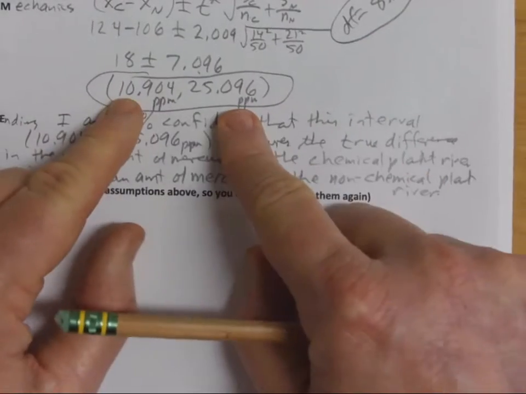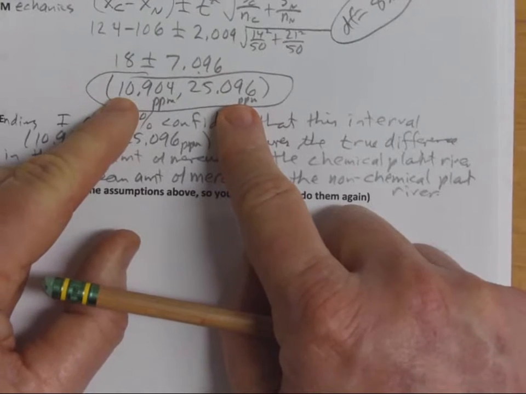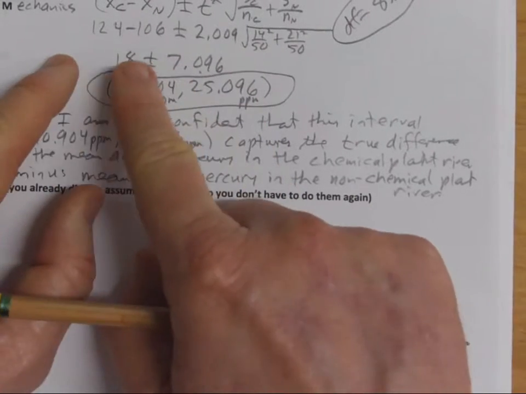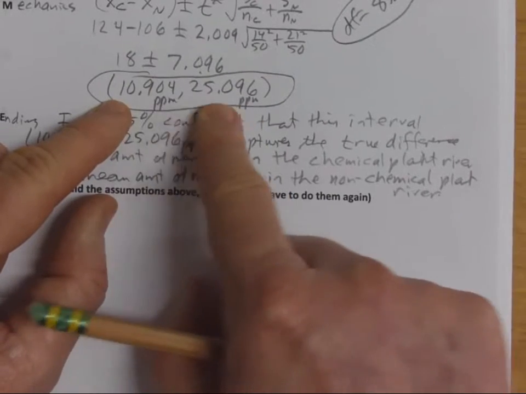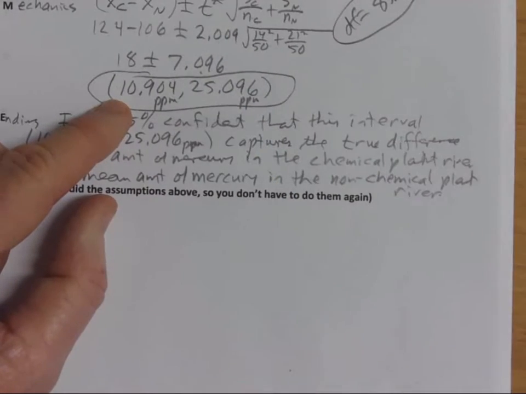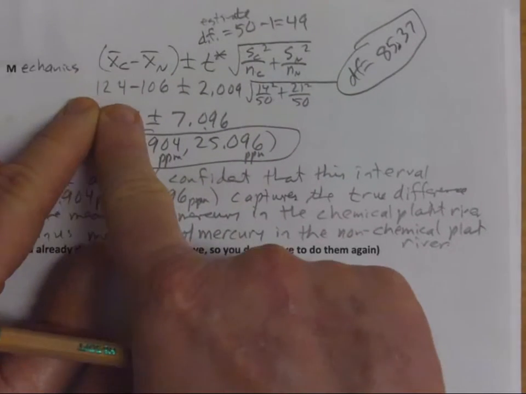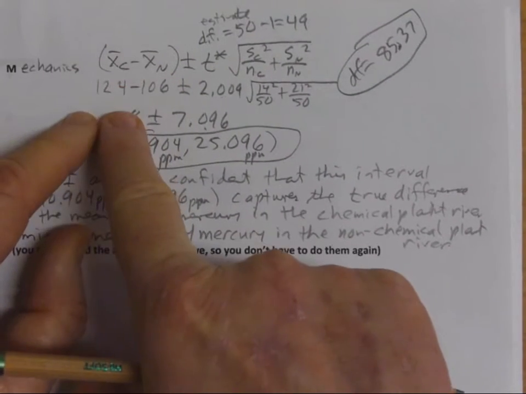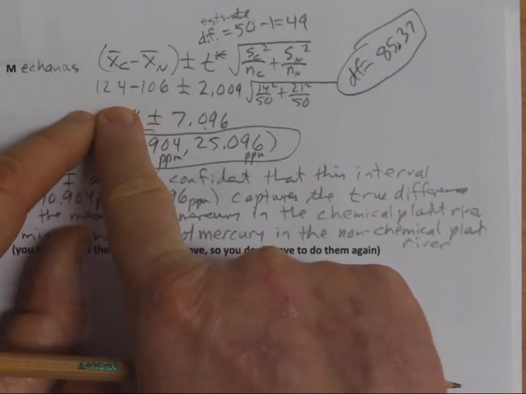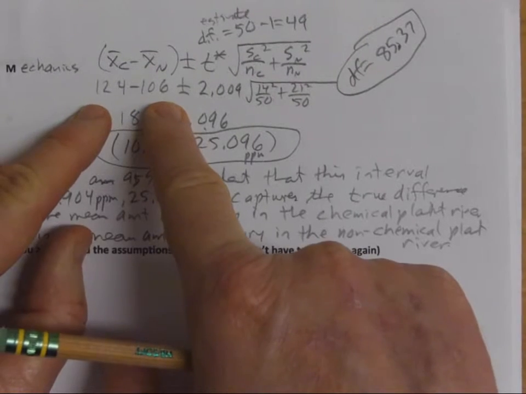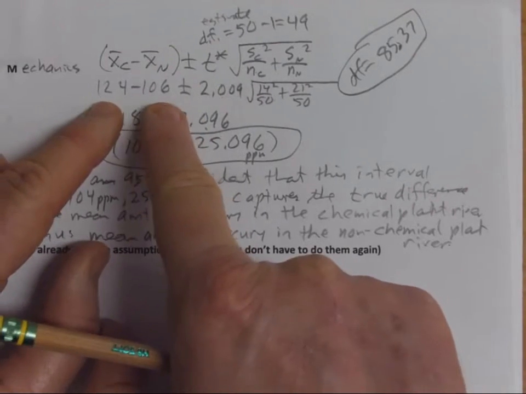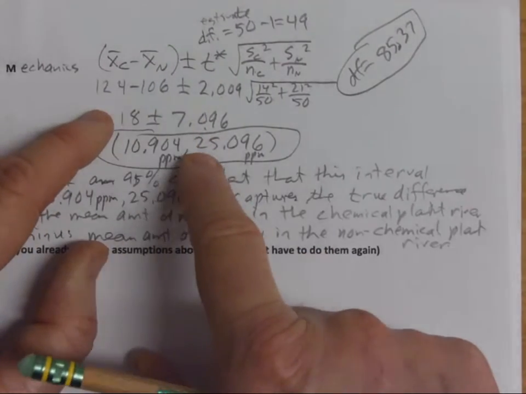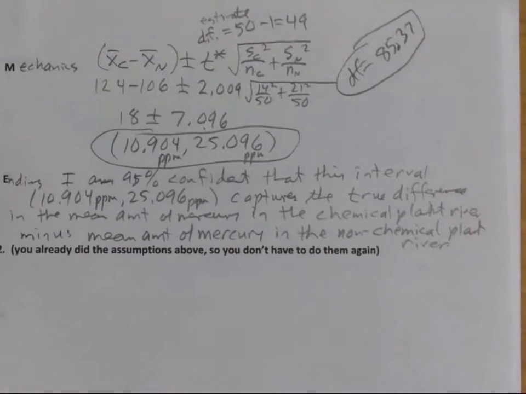Well, let's look at this interval. Does it look like there's a significant difference? Well, I would say so, because 0 is not in the interval. These are the plausible values for the difference, so since 0 is not in the interval, it's not a plausible value. In other words, there appears to be more mercury in the river in general if it has a chemical plant than if it doesn't, which makes intuitive sense. This appears to be a big difference because 0 is not in the interval. But we're going to do the test.